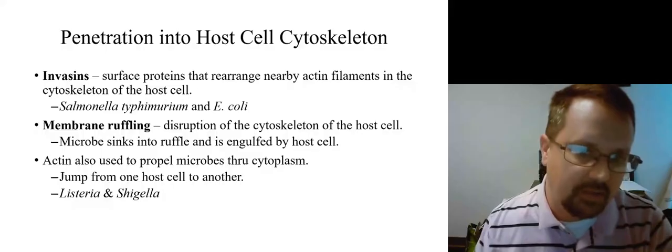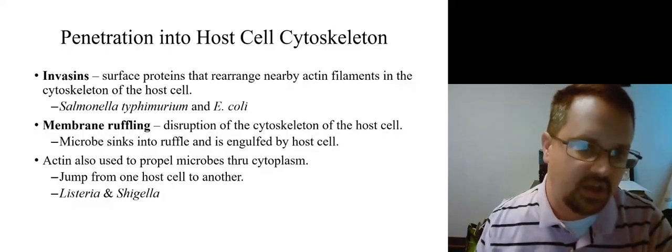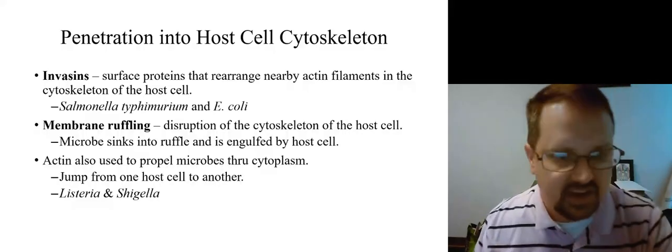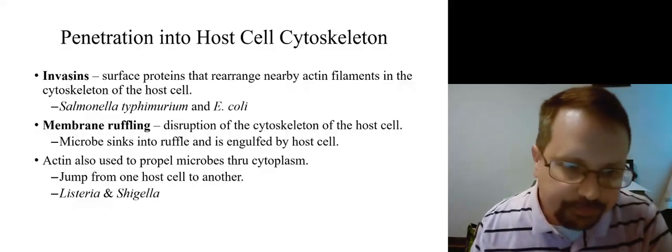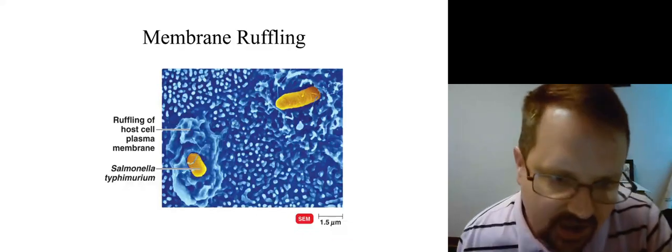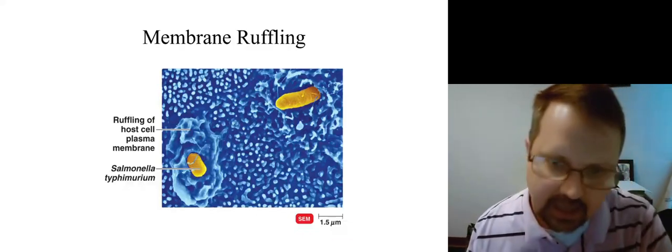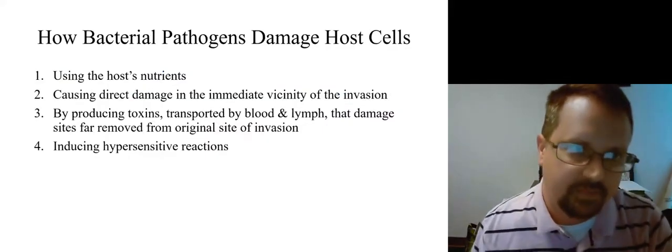Actin can be used to propel microbes through the cytoplasm to jump from one cell to another. Listeria and Shigella do this. So in this example, basically ruffling, getting in. Okay, that's actually showing it happen.